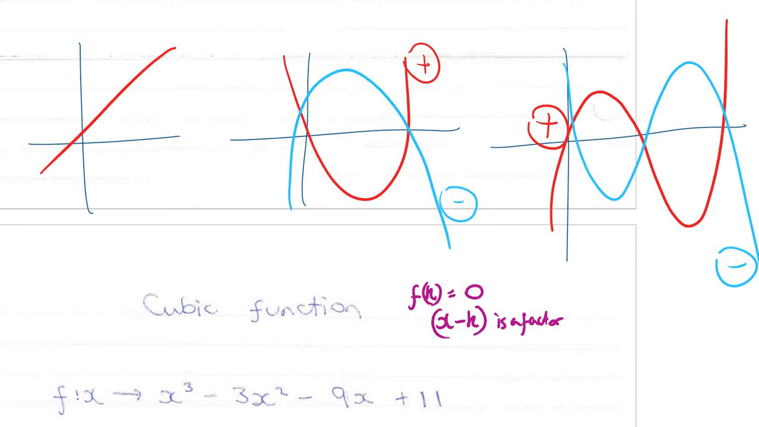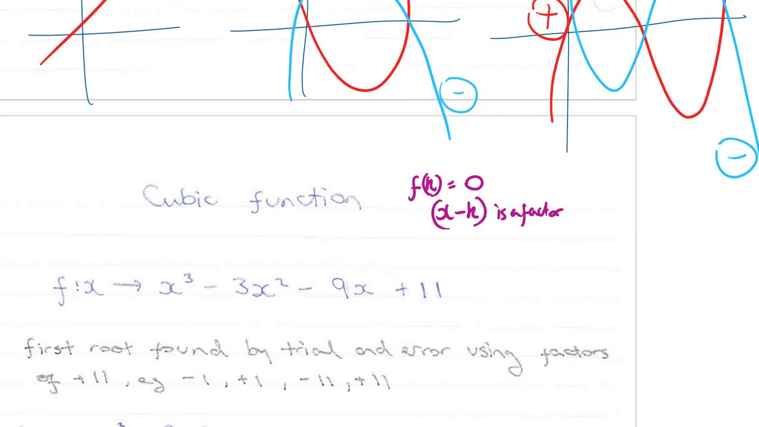Okay, so we're going to look at a Leaving Cert question here. This came up in 2015. So, if f of x goes to x cubed minus 3x squared minus 9x plus 11, we're asked to find the three roots of the equation. That is, the 3 points where the curve touches the x-axis.